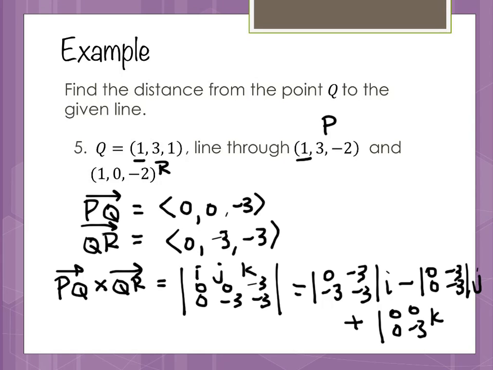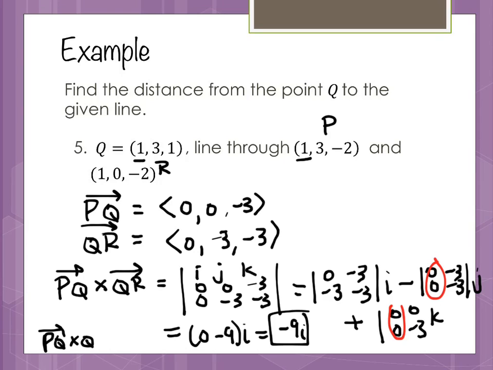And so anything with a row of zeros, and both of these have them, is going to be eliminated. The only thing I'm going to end up getting is actually going to be 0, and then I've got minus a positive 9, so minus 9i. So this is actually negative 9i. So that's my cross product, and that means then that PQ cross QR its magnitude would be 9.